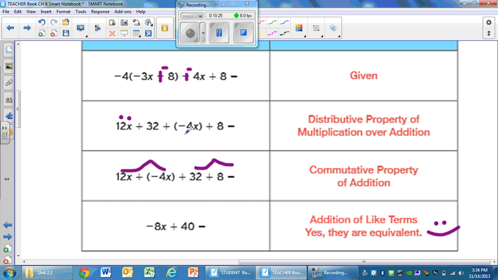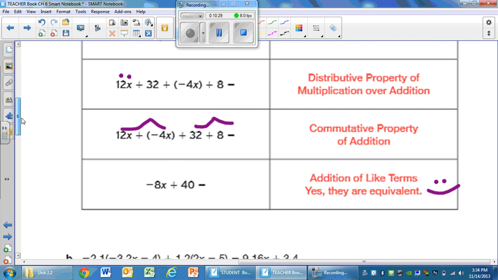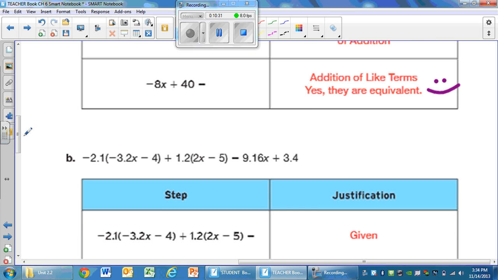So I want you to try the next one. We just did number 1a. There's a number 1b. Yes, it's given first. So I want you to do 1b and press play when you're ready.